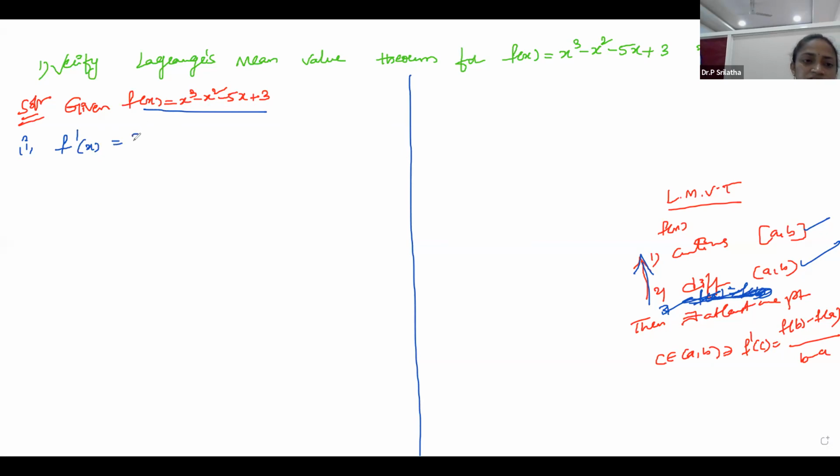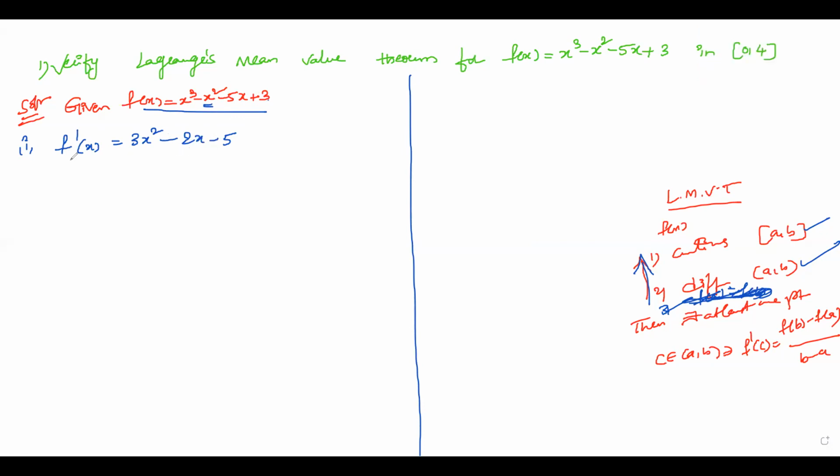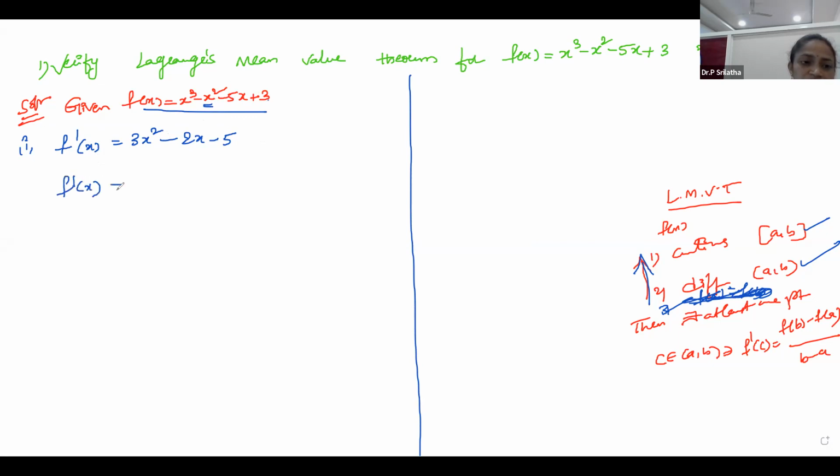X cube differentiation is 3x square, minus x square differentiation is 2x, and minus 5x differentiation is 5, and the constant differentiation is 0. So is this a polynomial or not? Yes. So if I substitute 1 here, we won't get infinity, right? So that means f dash of x is not equal to infinity. Therefore f dash of x exists in the open interval 0 comma 4.